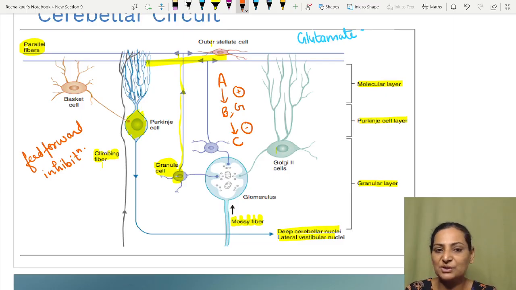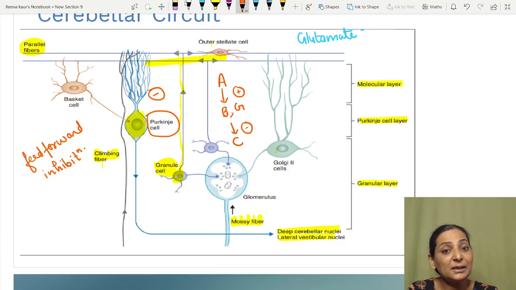Finally, you must remember that the output is given only from the Purkinje cell. Out of these different cells, the final output goes from the Purkinje cell to the deep cerebellar nuclei, which is always inhibitory. So the cerebellar circuit is very important. It is very complex and it is responsible for the most important function carried out by the cerebellum, that is smoothing and coordination of movements.